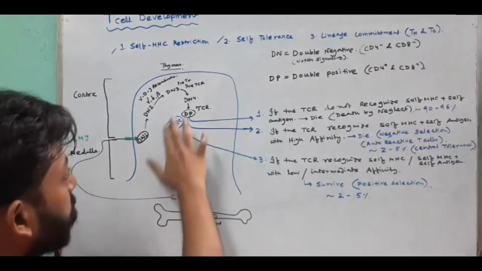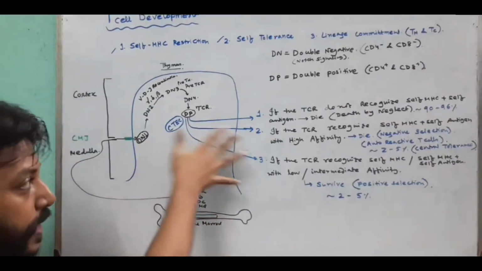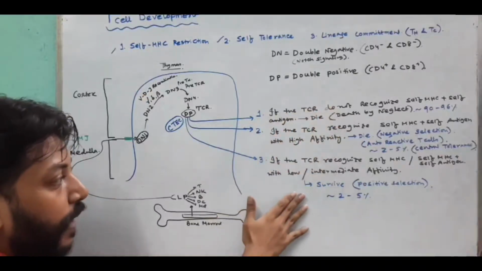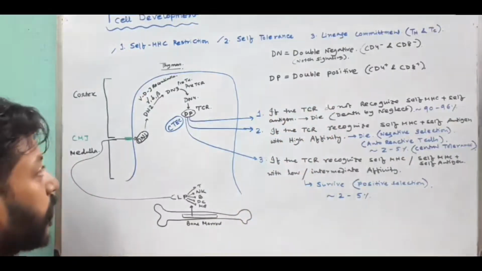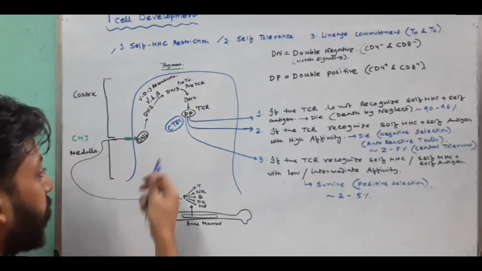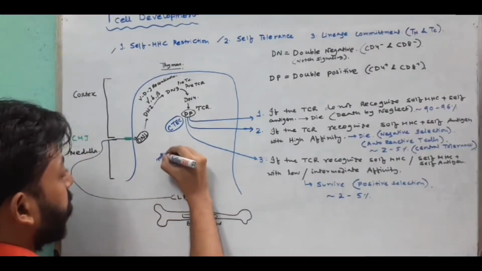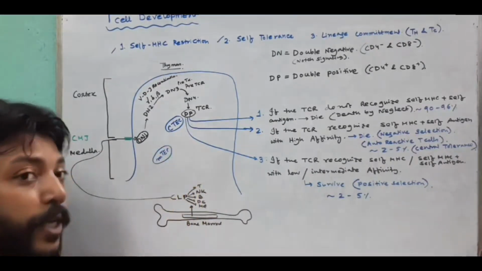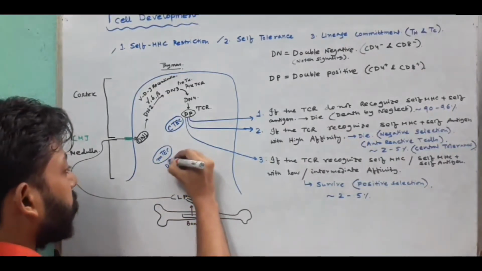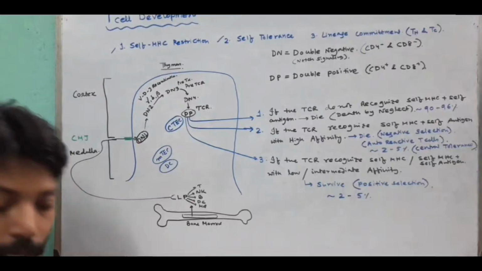So let's assume the double positive cells are selected negatively and die, and only the surviving cells come into the medulla region. In the medulla there is another cell called MTEC. What does MTEC mean? MTEC means medullary thymic epithelial cell, and there are some dendritic cells also present in the medulla of the thymus.